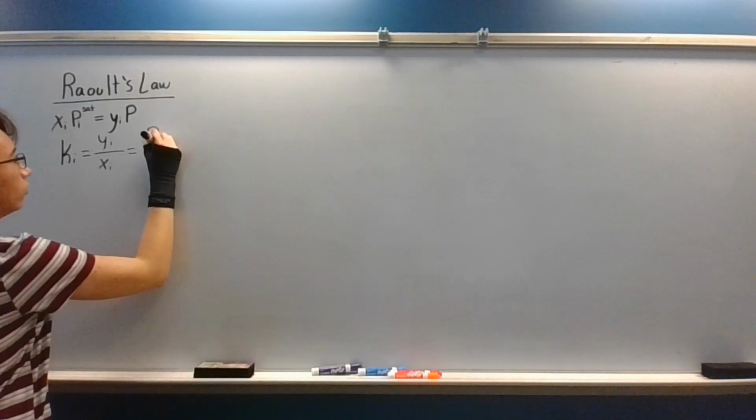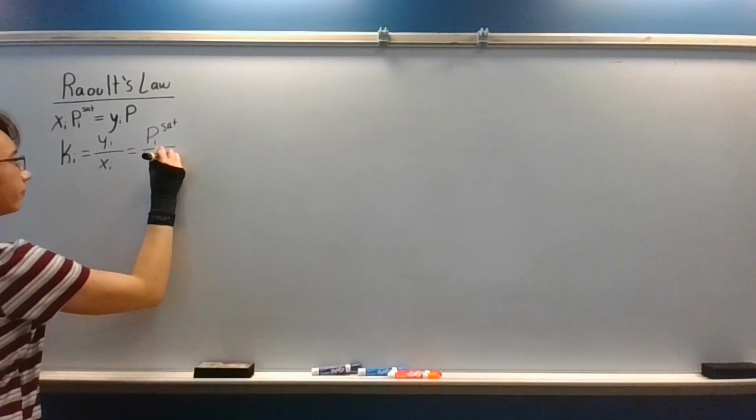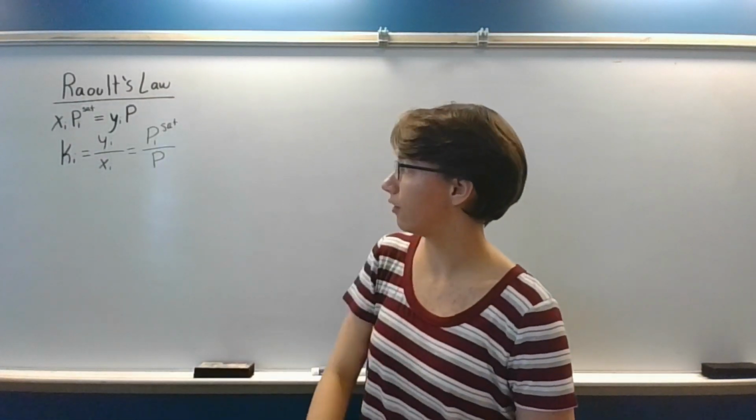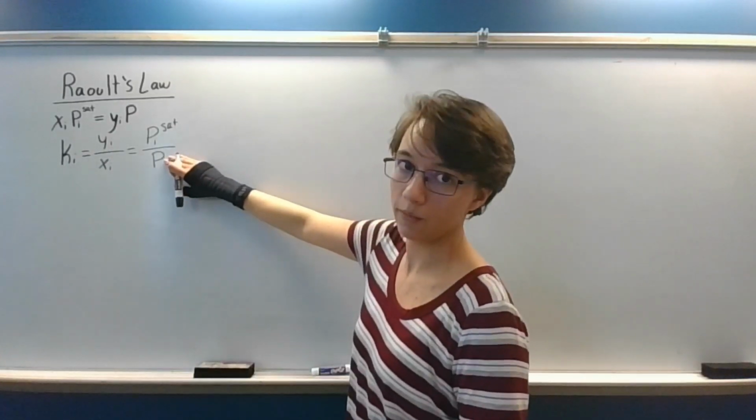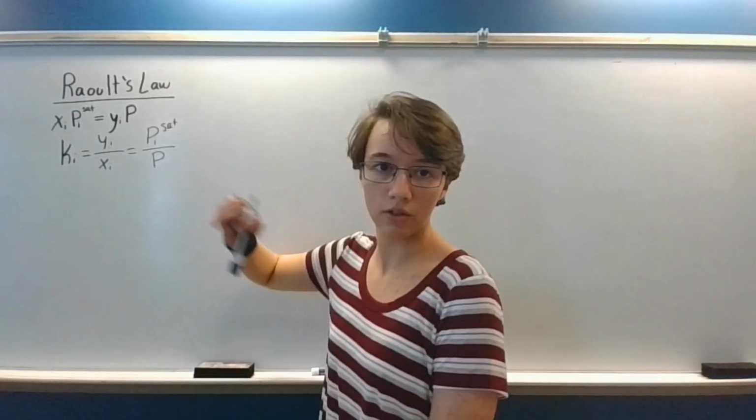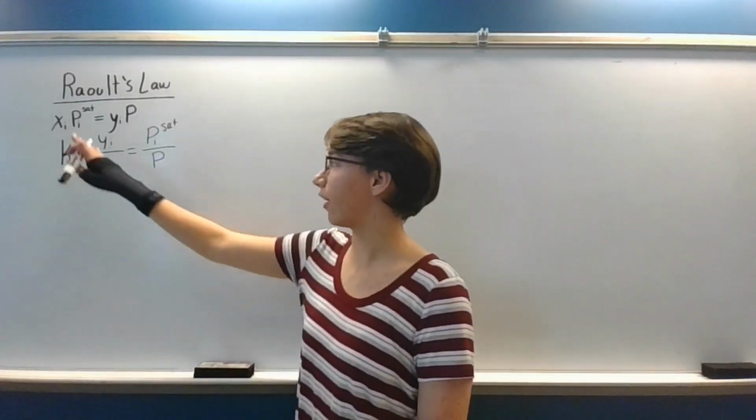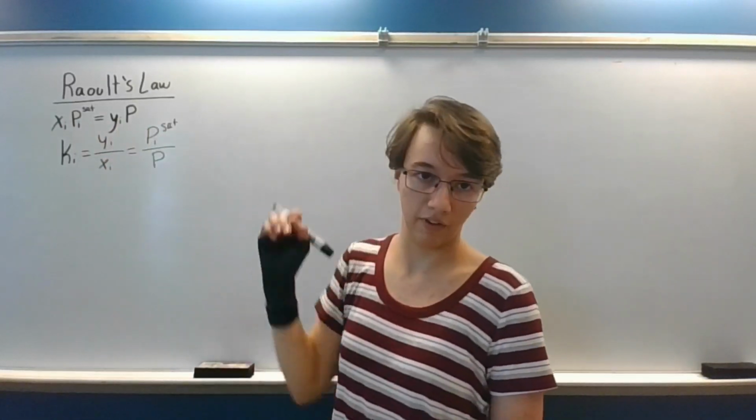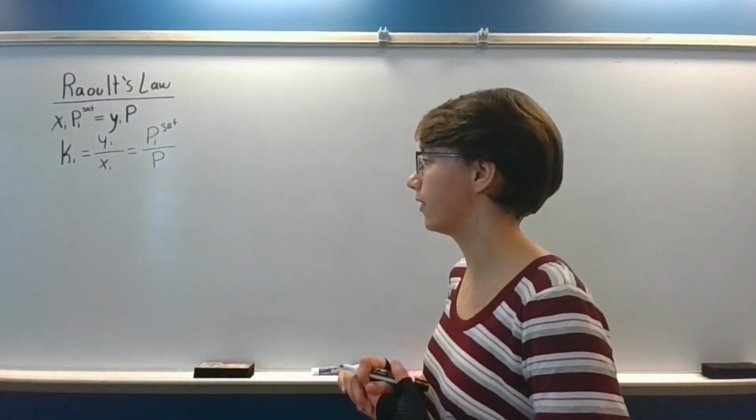And looking at Raoult's law, we can rearrange this, solve for that, and we're going to have that this is equal to the pure component vapor pressure over the total pressure. So this is a useful value to know because this means that if we know the pressure of our system and we know the temperature, because temperature is used to calculate this pure component vapor pressure, then we can find this ratio of vapor to liquid phases, which is also known as Ki. So that's important to keep in mind.